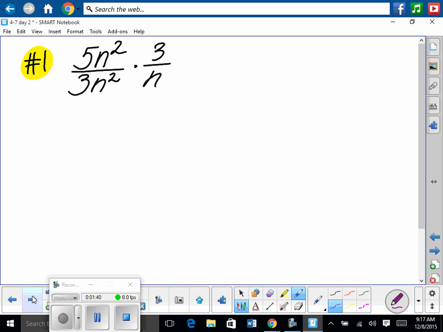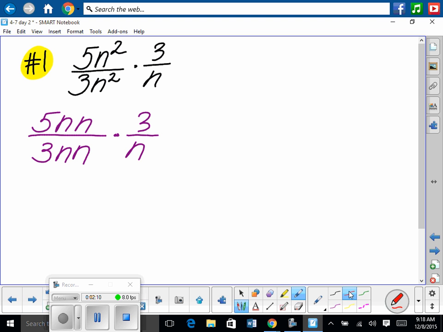So look at this. Number 1 on the worksheet, 4-7, day 2. We have 5n squared over 3n squared times 3 over n. We don't need a common denominator. We simply are going to factor this and then divide out common factors. This is already factored, right, everybody? If we really needed to, though, we could write it like this: 5n times n, because n squared is n times n, over 3n squared, that's n times n, and then times 3 over n. So then from there, we'll divide out exact factors.